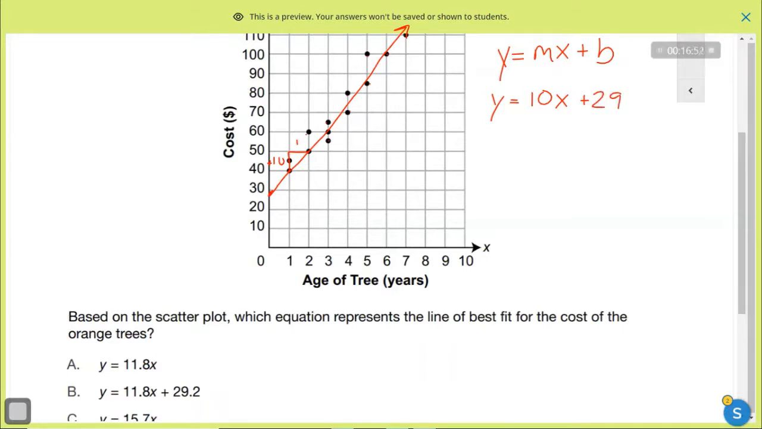Now let me identify which one of these equations might match that. If you look at your options, you can see them. I can't see C and D down here, but I'm just going to scroll down. Pause the video if you want to check that out, because I'm going to lose it.